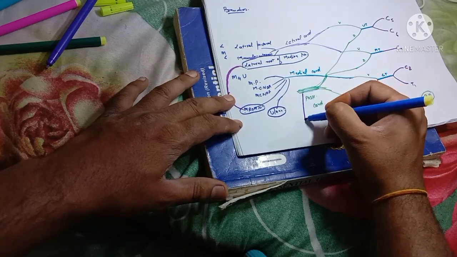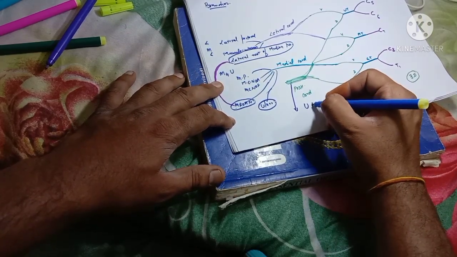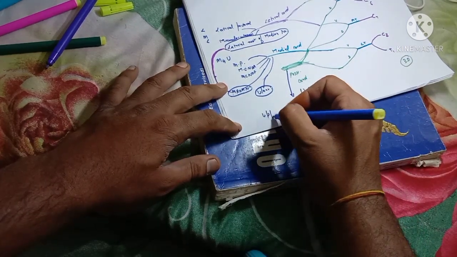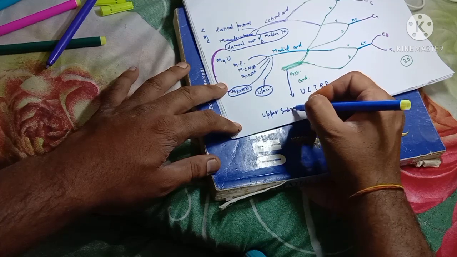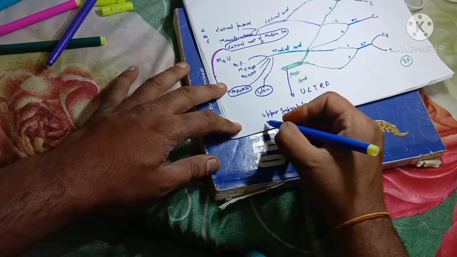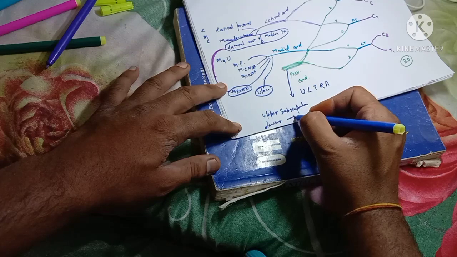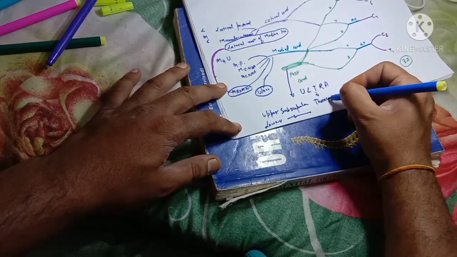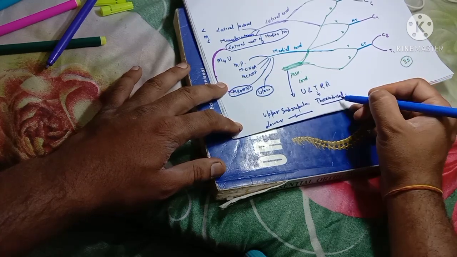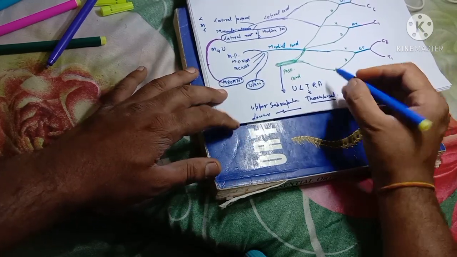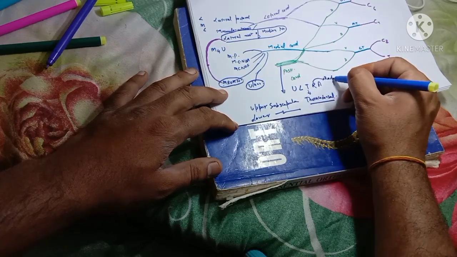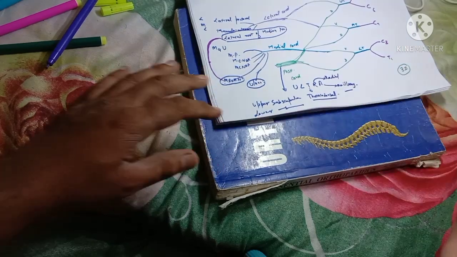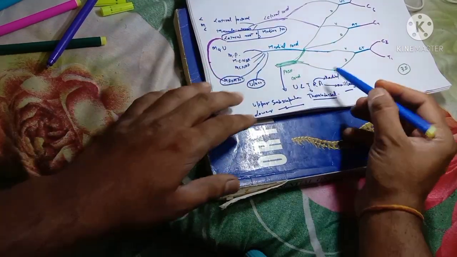Now posterior cord की branches आती हैं ULTRA. U for upper subscapular, L for lower subscapular. Then T for thoracodorsal. Thoracodorsal ये सप्लाई करती है latissimus dorsi को. Then we have radial and then we have axillary. These are the branches of the posterior cord of brachial plexus.